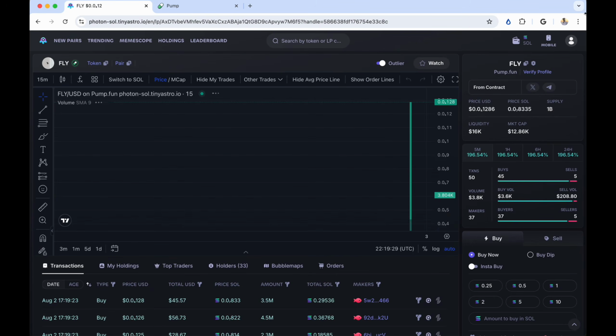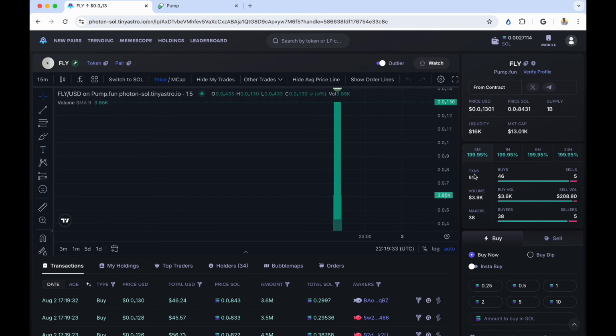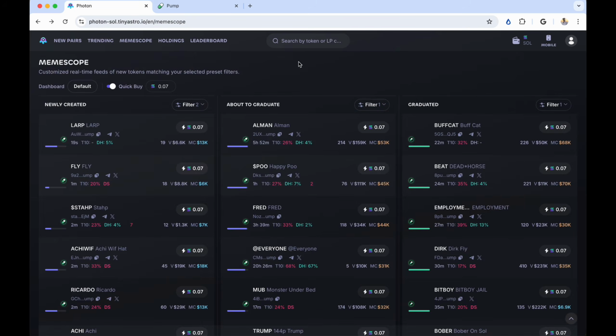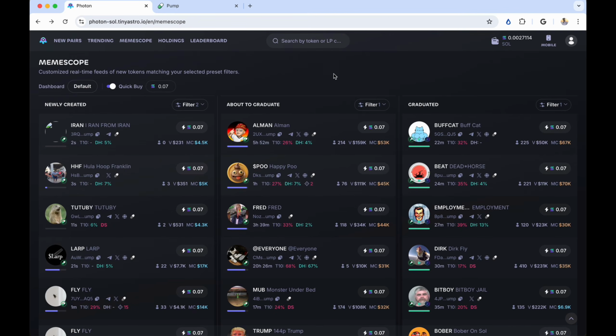This one's doing well, the fly. But yeah, a lot of this is just fun. That's why it's called Pump.Fun. Don't put too much money into this, but maybe put a little bit more thought into it as well.